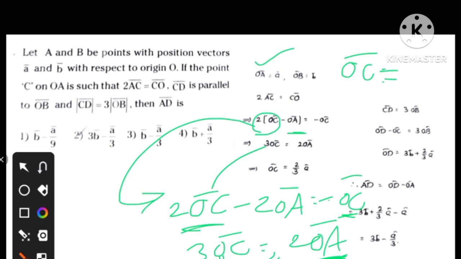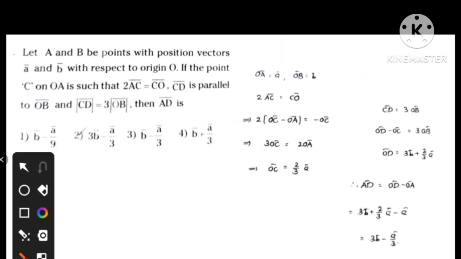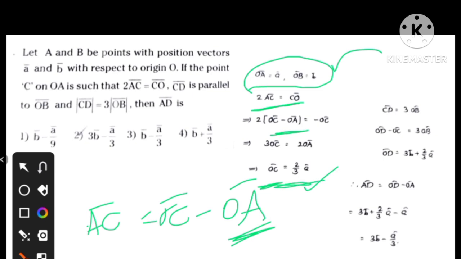Write this 3 to this side. That is the value of OC bar, equal to 2 by 3 into a bar. This is the value of OC bar. Understand, all of you? Already clearly in the question it is given that OA bar is equal to a bar and OB bar is equal to b bar. From the given condition, I am finding the OC bar value by taking the formula AC bar is equal to OC bar minus OA bar and replacing the OA bar vector, then you get the OC bar vector. Take the simplification to get the OC bar.